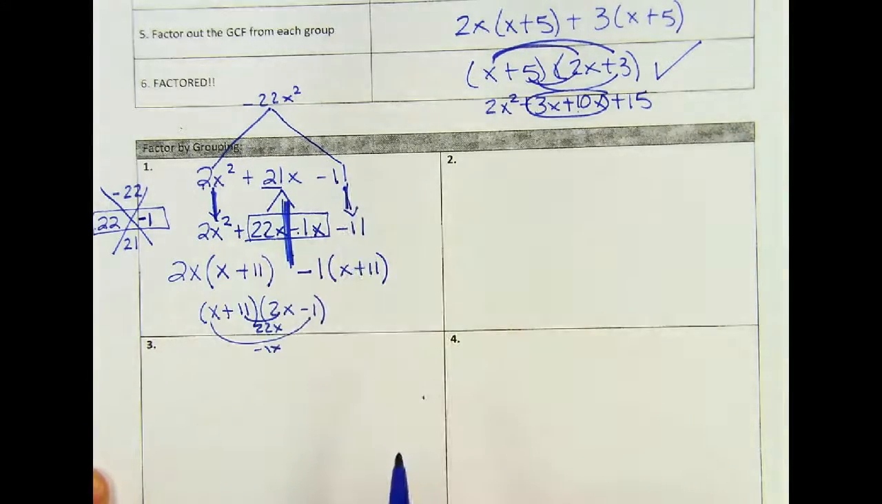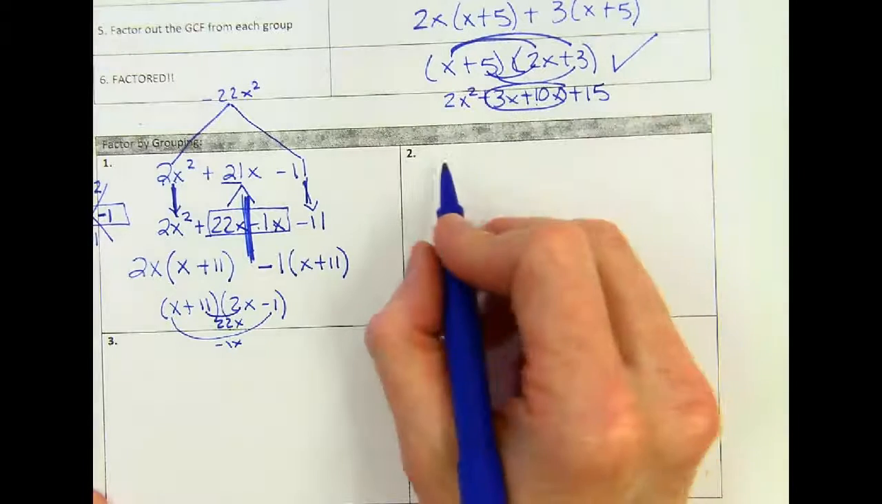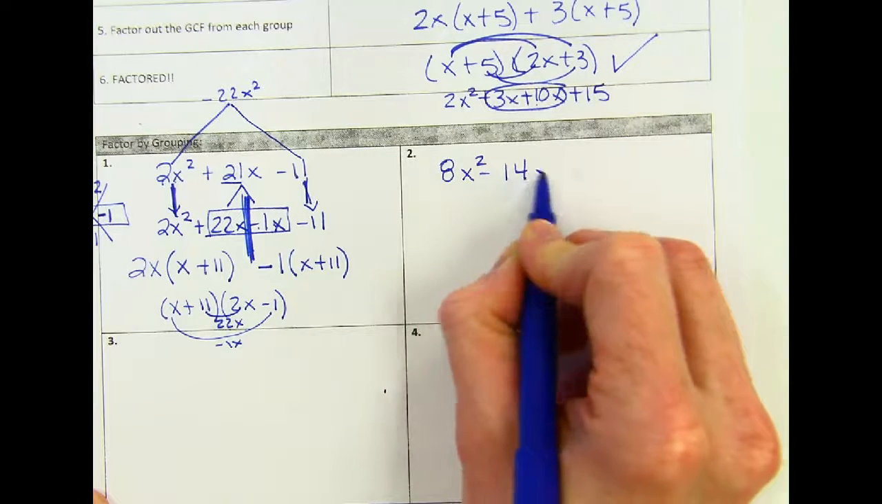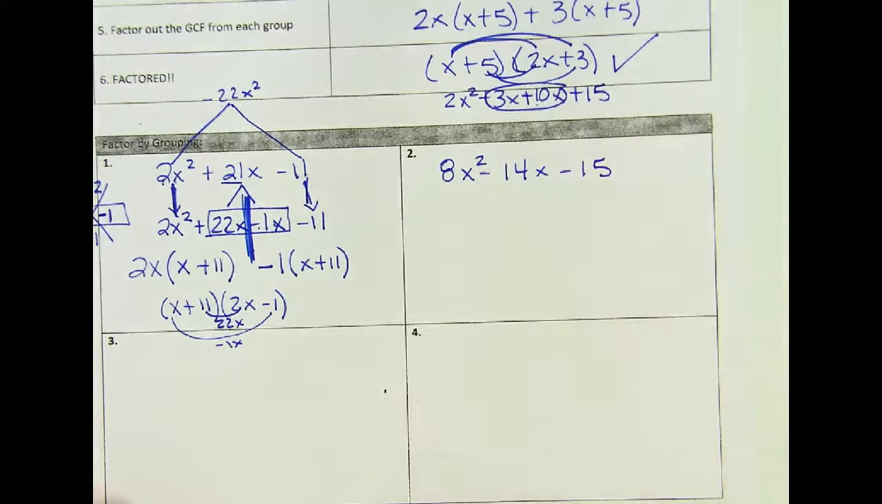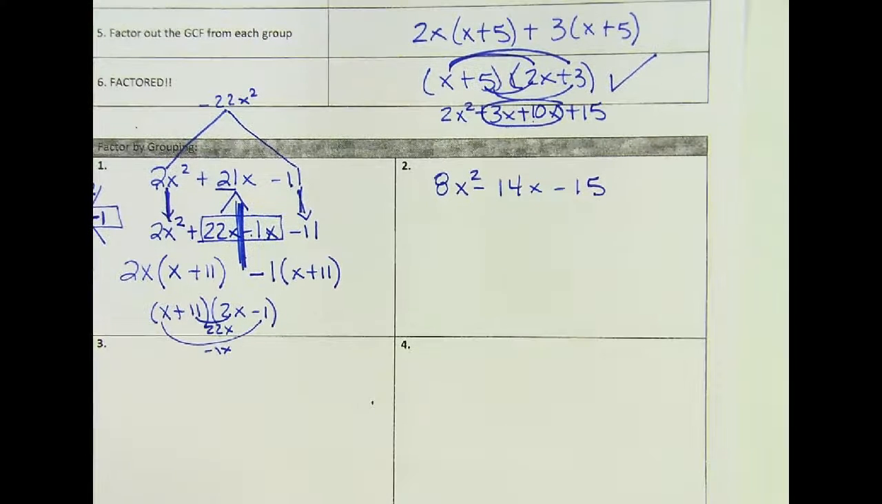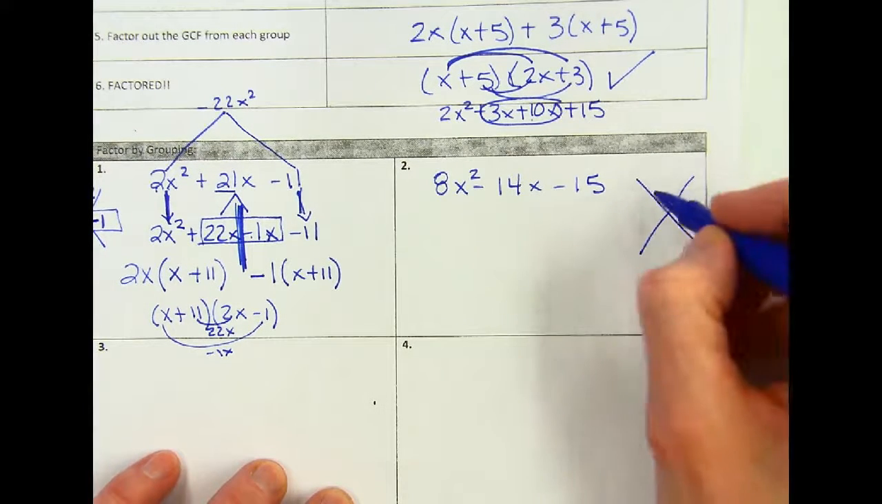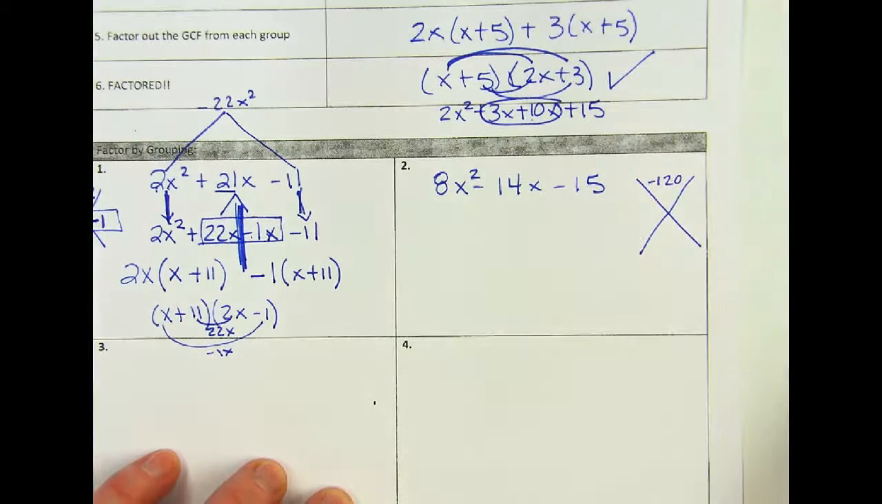Okay, so I would like for you to try number 2, 8x squared minus 14x minus 15. If you notice, the first thing, the numbers get bigger. So go ahead and try to think of numbers for 8 times negative 15. I may just go ahead and do this one with you since it's a little bit bigger, because that's going to give me negative 120, and then negative 14.